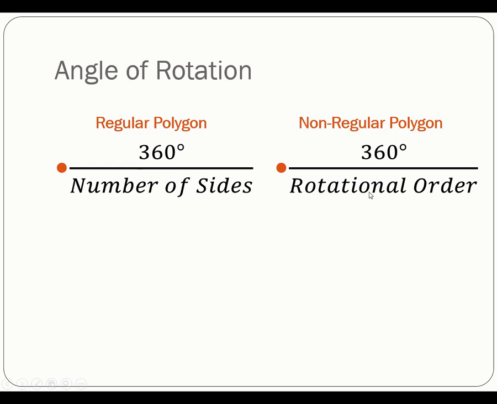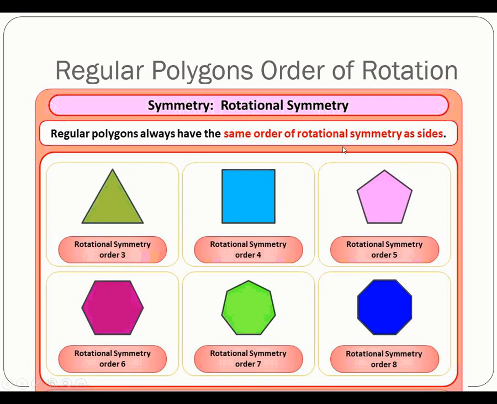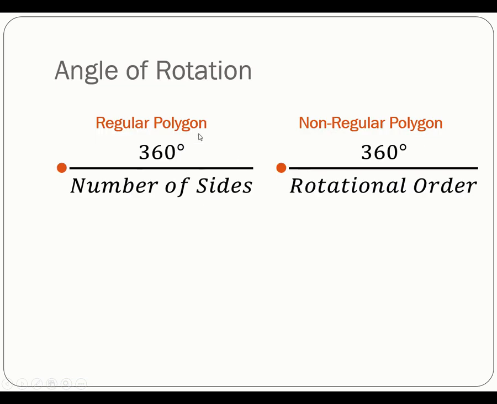If it is a regular polygon, you don't necessarily have to know the rotational order. As long as you know how many sides it has, then you're good. But remember, with a regular polygon, the rotational order is equal to the number of sides. So these two are kind of the same when you have a regular figure. You could technically divide 360 by the rotational order for a regular polygon, or you can do it by its number of sides. So either way.